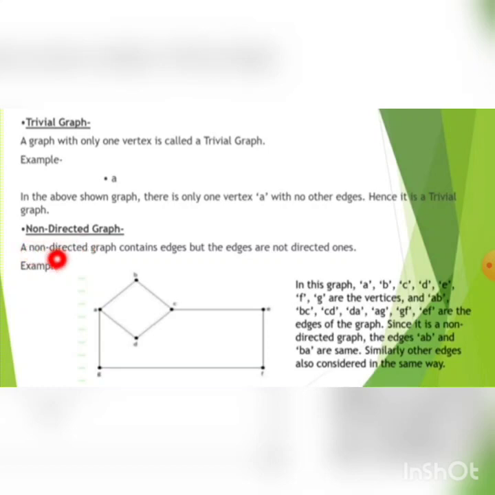Non-directed graph. A non-directed graph contains edges, but the edges are not directed ones. Here in this graph, A, B, C, D, E, F, G are the vertices, and AB, BC, CD, DA, GF, EF are the edges of the graph. Since it is a non-directed graph, the edges AB and BA are same. Similarly, other edges are also considered in the same way.